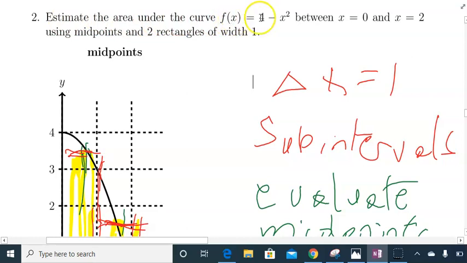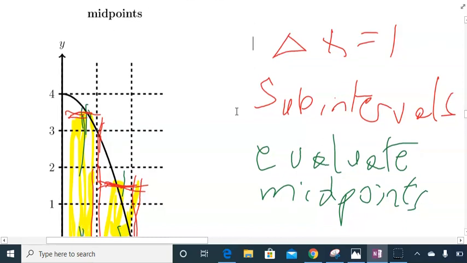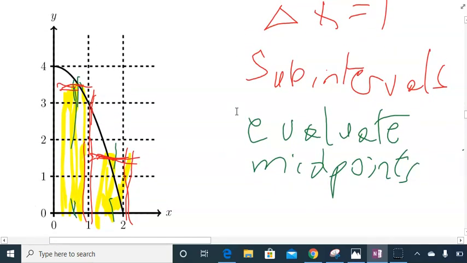4 minus x squared. f of x is equal to 4 minus x squared between x equals 0 and x equals 2, using midpoints and two rectangles of width 1. We know that our delta x is equal to 1, and we know our subintervals, because they are width 1, then we can write out those subintervals 0 to 1 and 1 to 2 again.